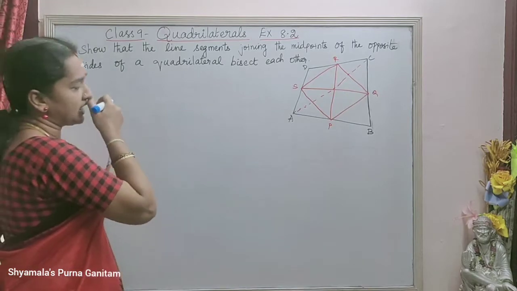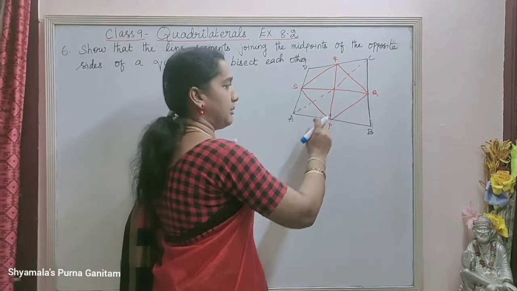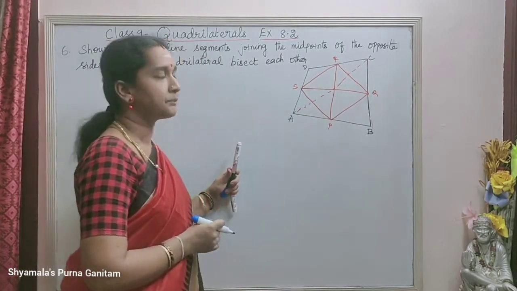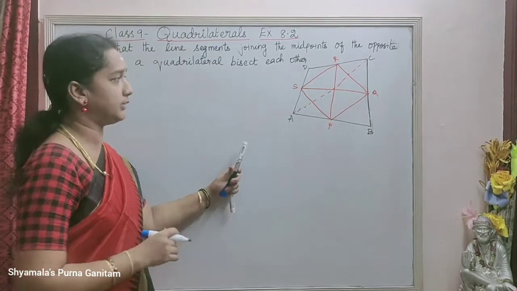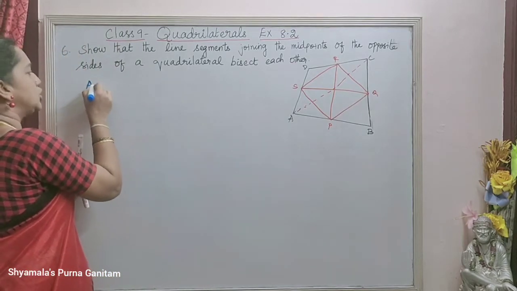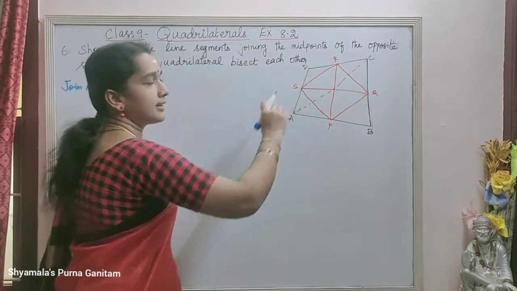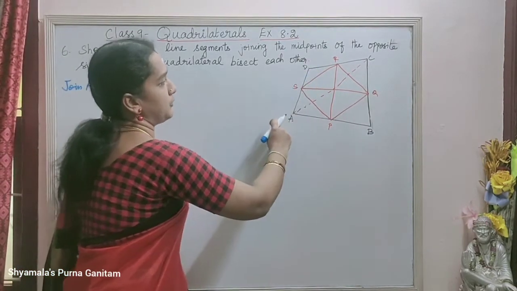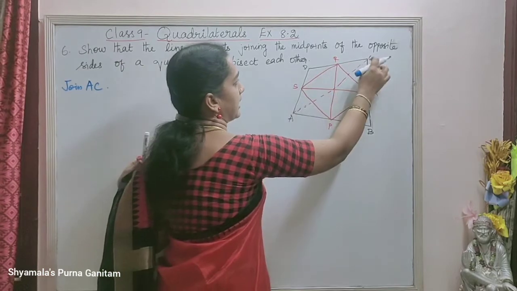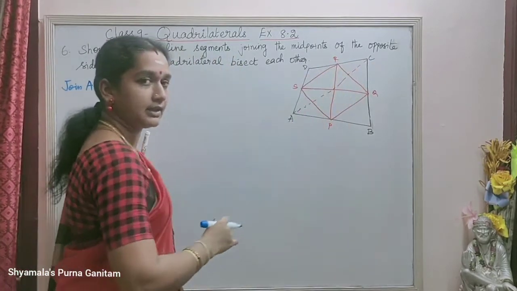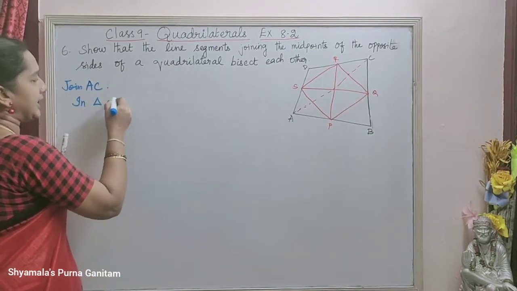AC is the diagonal. Given that P, Q, R, S are the midpoints of the sides of the quadrilateral, we join these midpoints and we are asked to prove that they bisect each other. So I am joining PQRS and we will get a four-sided figure. Join AC. Everything is with the help of the midpoint theorem. We will take triangle ACD and triangle ABC.